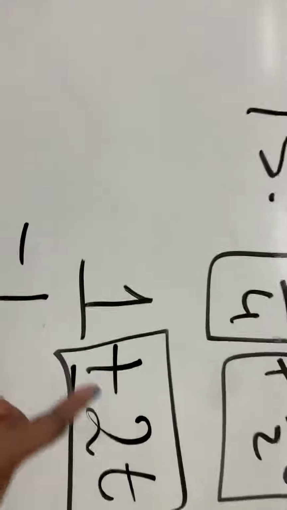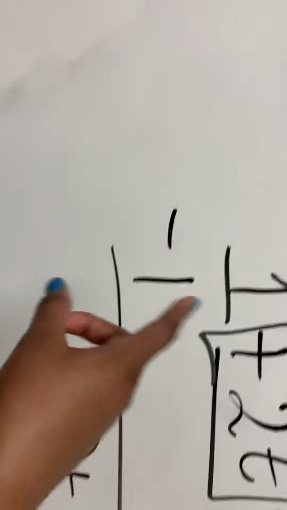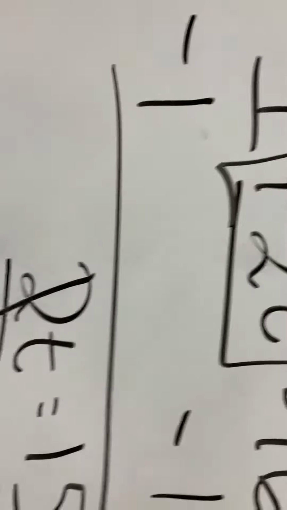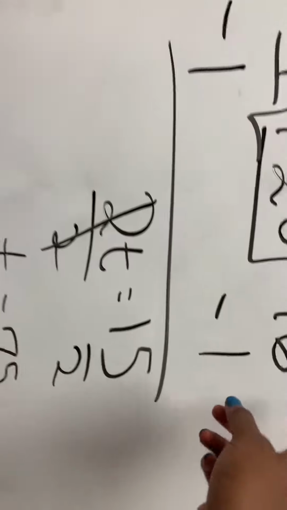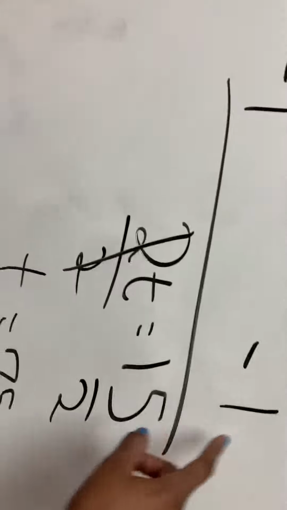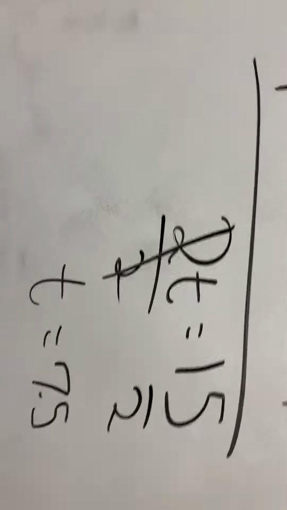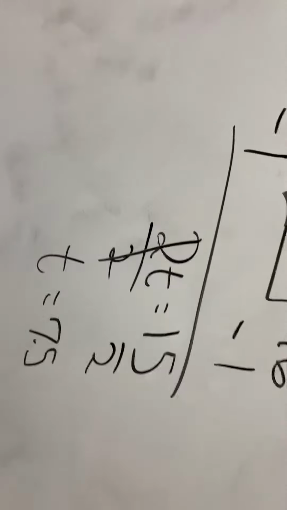So that leaves me with 1 plus 2t is equal to 16. To get rid of the 1, I'm going to subtract it from both sides. Bring down my 2t. Subtract these two because they have different signs and get 15. Divide both sides by 2 and you get 7.5.